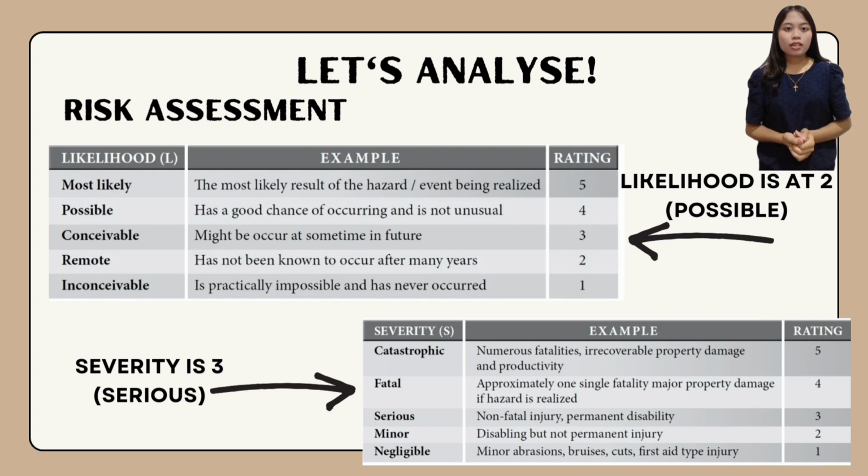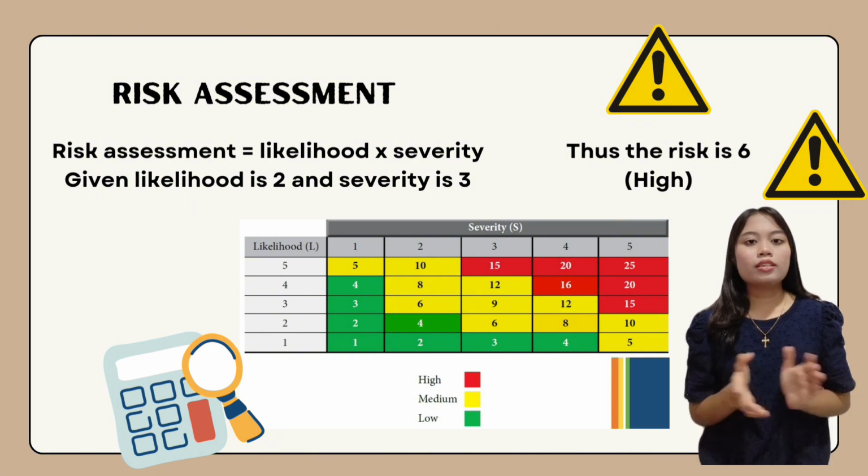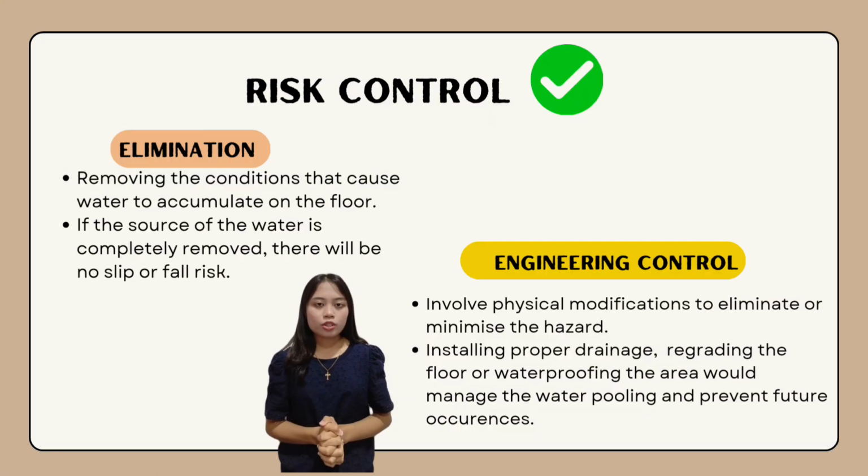For the risk assessment, the likelihood is at 2, which is possible hazard, and the severity is 3, which is serious hazard. As the risk assessment is equal to the likelihood times severity, the risk is 6, which is high and dangerous. The risk control are elimination by removing the conditions that cause water to accumulate on the floor.